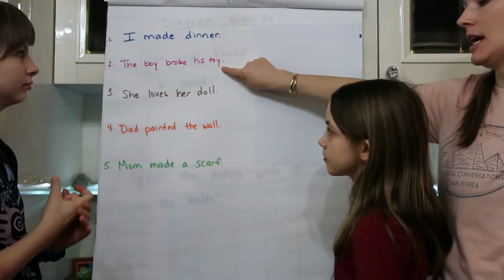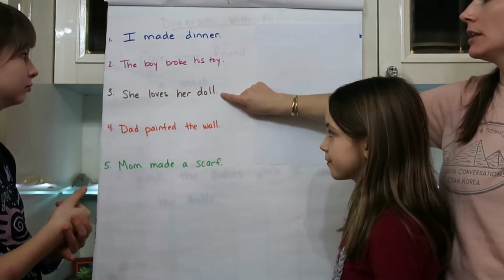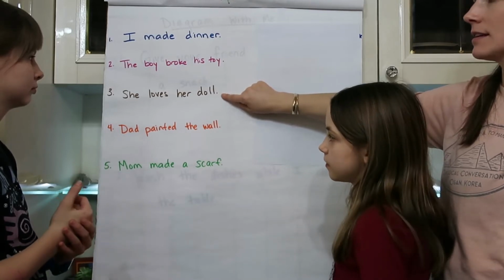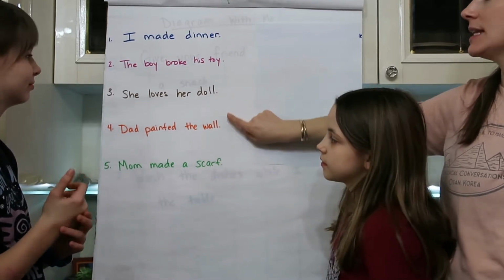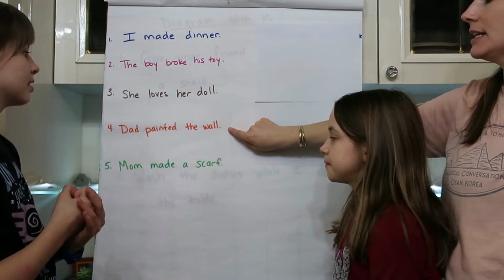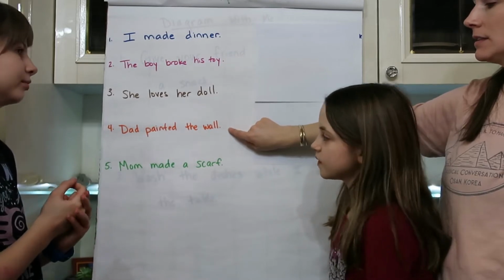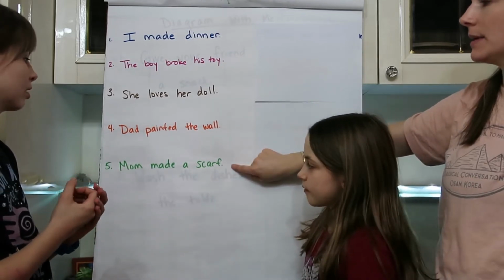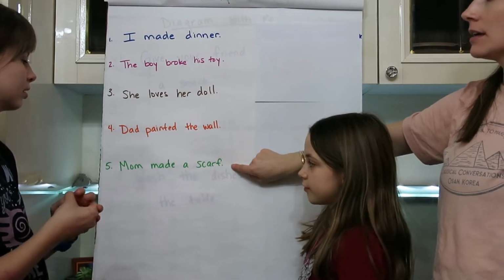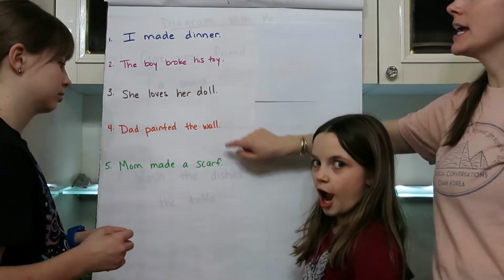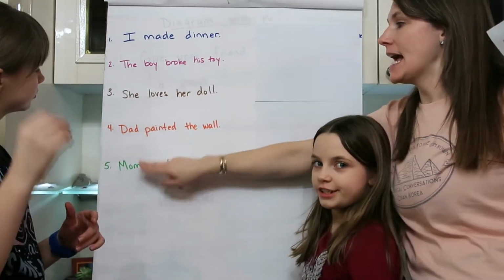Lily, who is doing the action? Boy. Good. Lily, read. She loves her doll. She is doing the action. Annalyn, read. Dad painted the wall. Dad. Good. Last one. Lily, read it. Mom made a scarf. Mom's doing the action. Good. Okay. So I, boy, she, dad, mom.